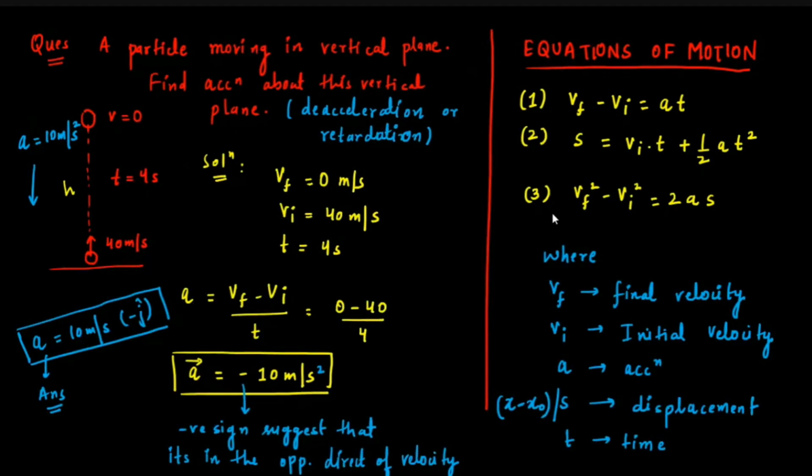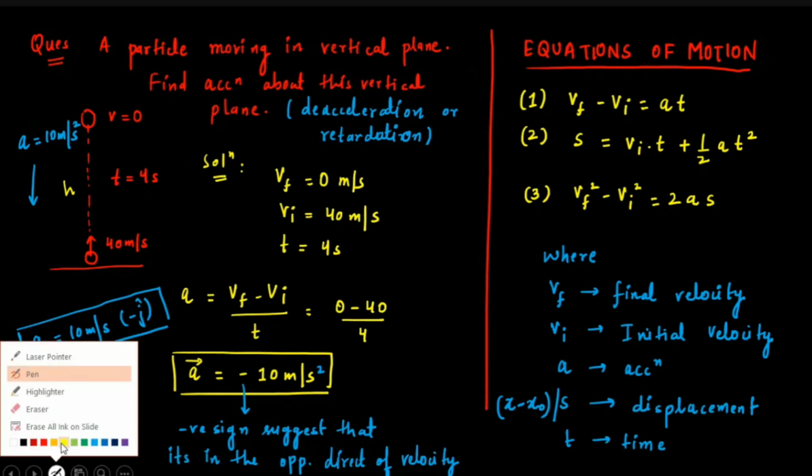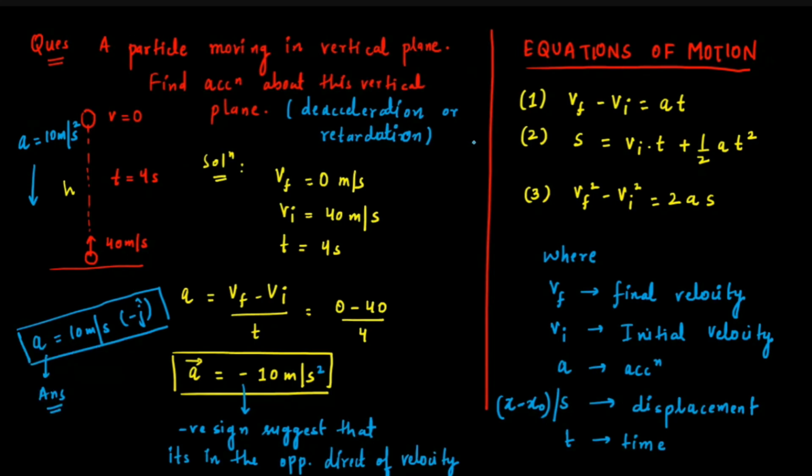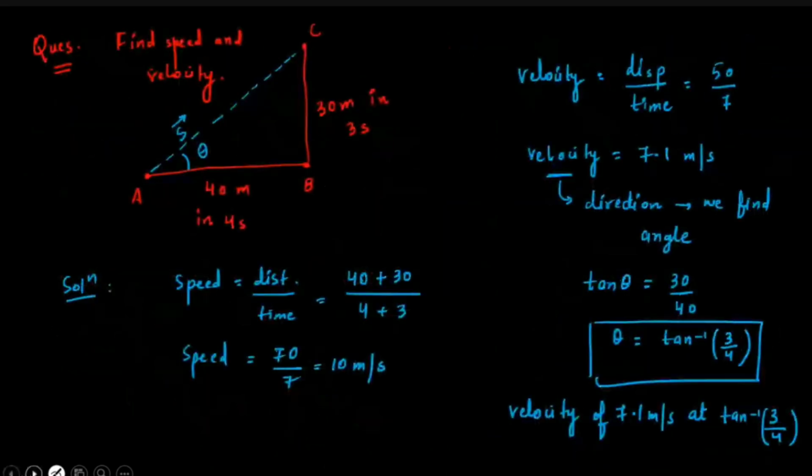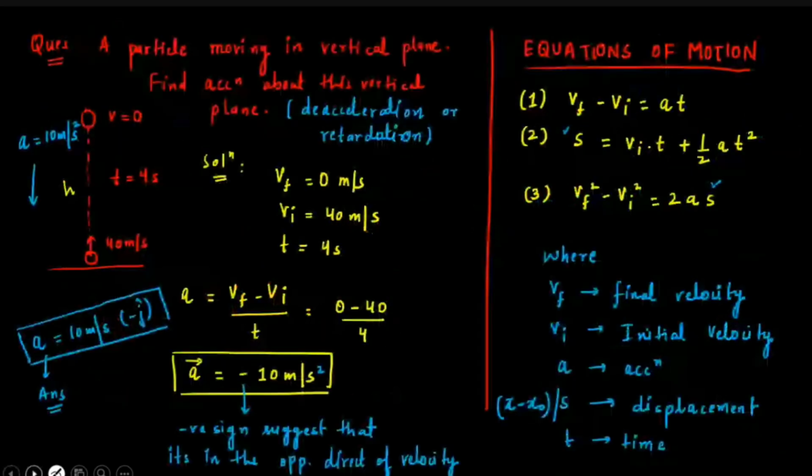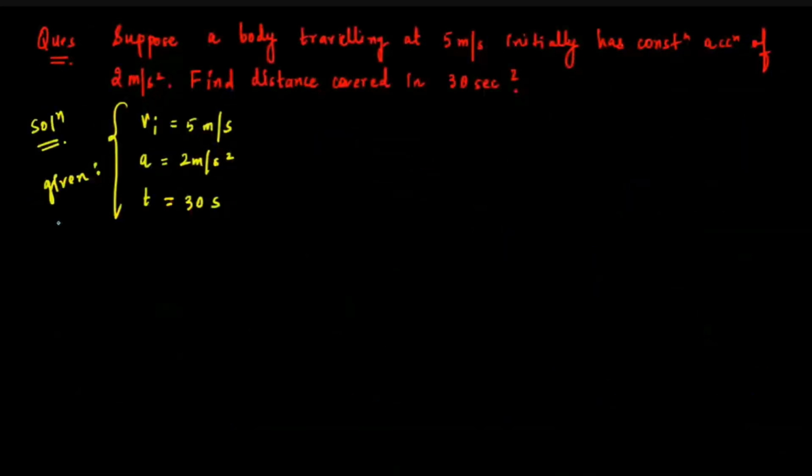Think first and tell me. The first one doesn't have displacement in it. The second one and the third one have displacement in it. So from the second and third only we will be able to find displacement. Now think again and tell me which equation I should use to find displacement. We have to see what is given to us and which equation we can use.